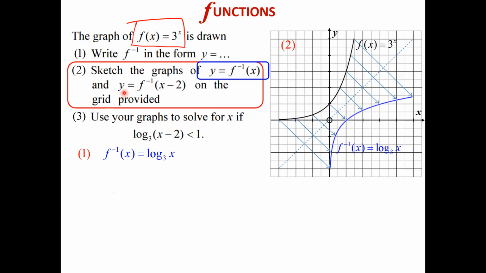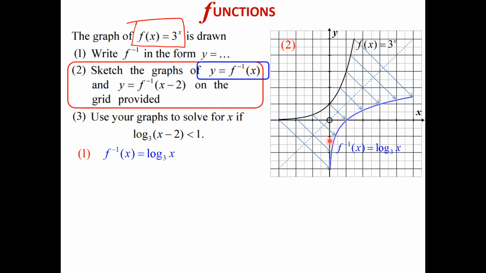The next part of the question says, sketch y equal to, now we're looking at the inverse graph, and we notice that there is a translation. f^-1(x - 2), we want to move this graph 2 units to the, sorry, I said left, actually 2 units to the right. It's x minus 2, and if we solve for x, we'll get plus 2. So this blue graph needs to move 2 units to the right.